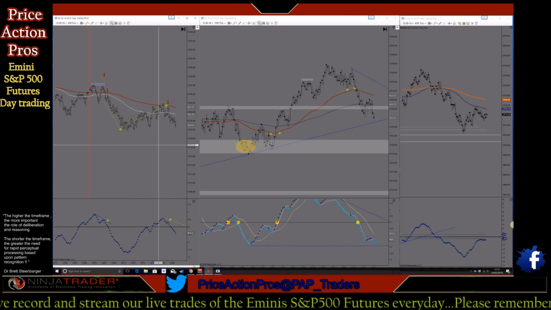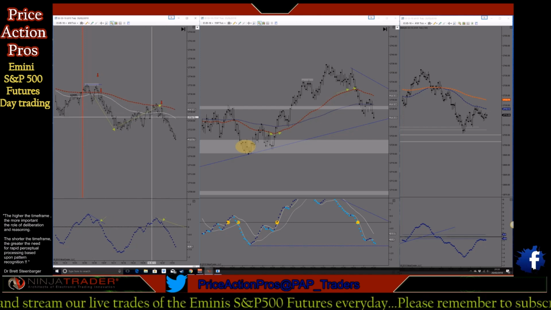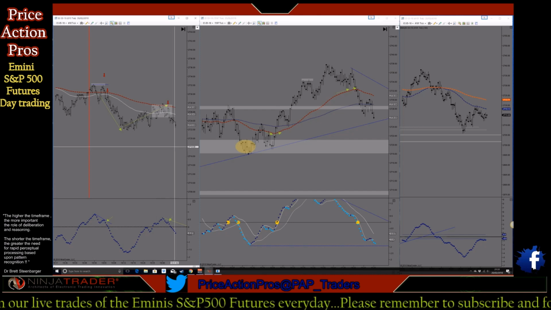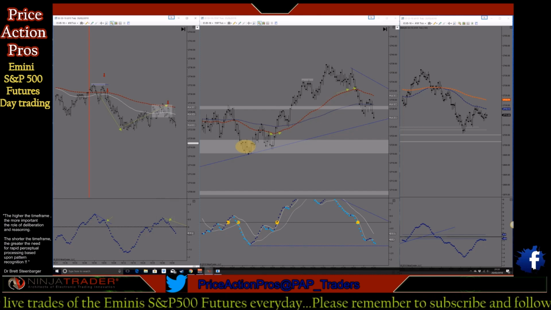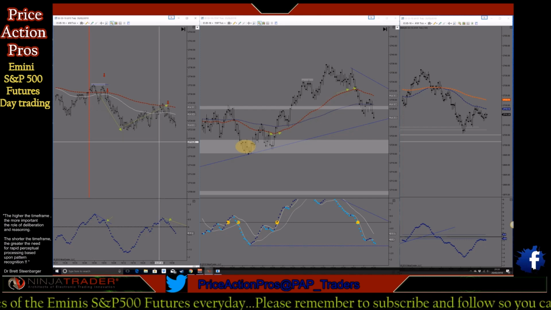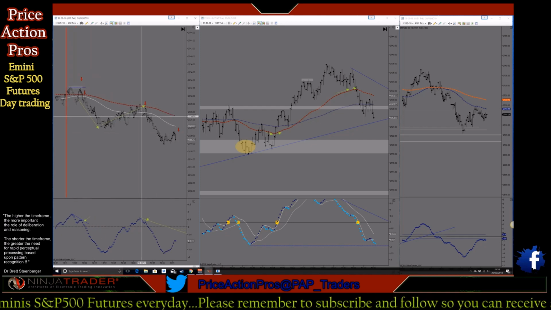It's a bit late into the move for me. I guess I could have got involved. I just wasn't comfortable with the volatility of the price in this area here. I wasn't comfortable with not getting stopped out instantly, so I just wanted to see price move a little bit more without me, and it carried on.